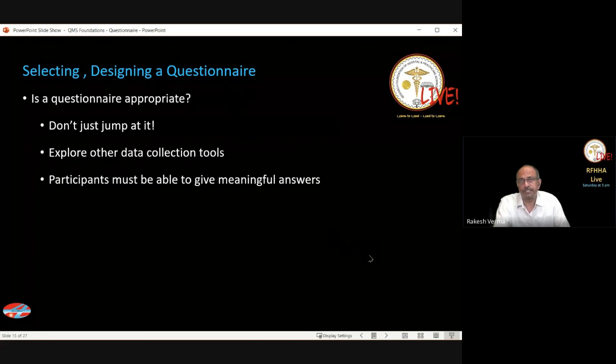Next is, is the questionnaire appropriate? Now, a lot of times we just jump at it. We think that let's make a questionnaire and circulate, because it seems so easy to make a questionnaire and to collect data. But we should also explore other data collection tools. Maybe the other tools are more appropriate than a questionnaire. Participants must be able to give meaningful answers. So if you think that your participants will not be able to understand the questions, then giving a questionnaire is not appropriate.